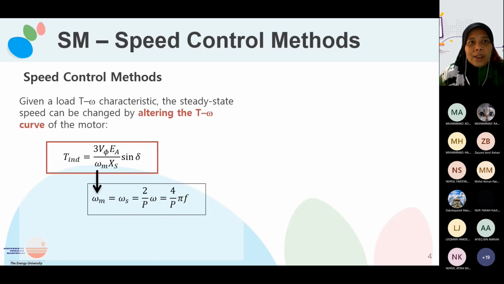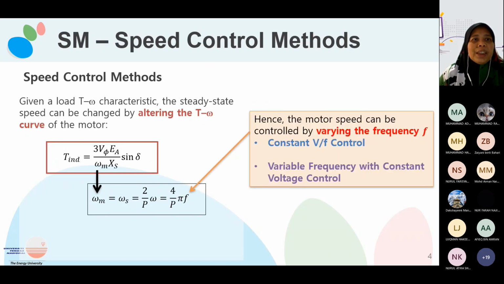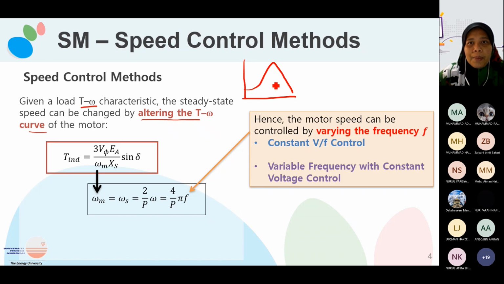Okay, so for the speed control of the synchronous motor, it is just the same as the induction motor. Okay, if given torque speed characteristic, the steady state speed can be changed by altering the torque speed curve of the motor. Macam previously kita ada induction motor. Ni the torque speed curve. Kita boleh alter the torque speed curve based on the method or the speed required. So we can shift to the left or we can shift to the right kan, sama ada left or right.